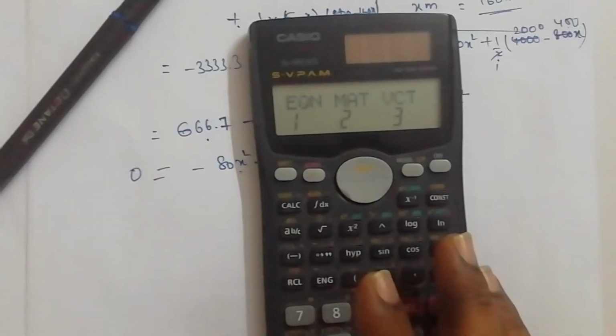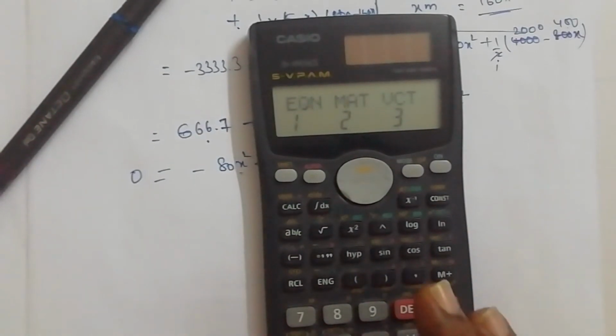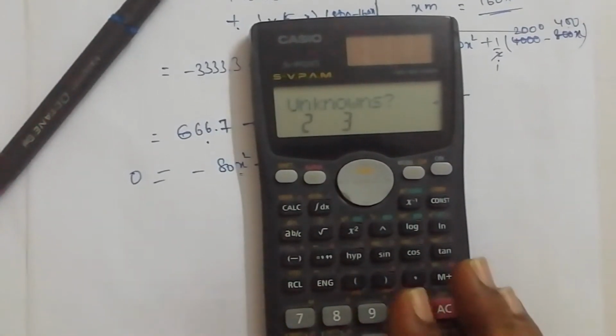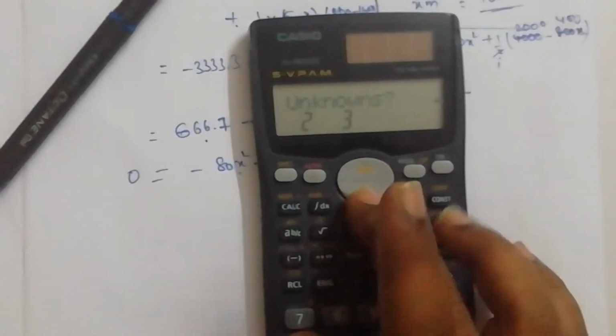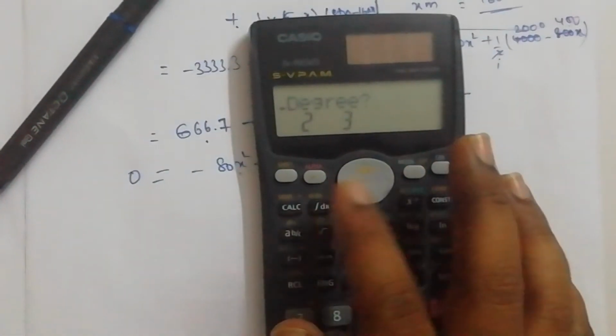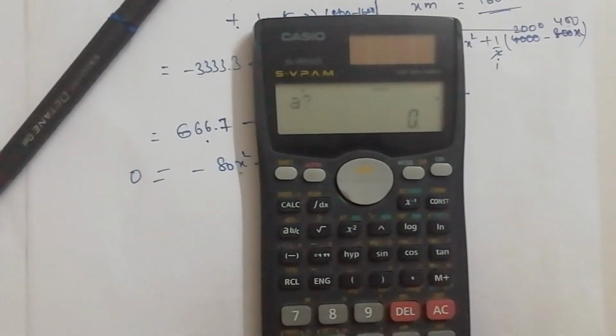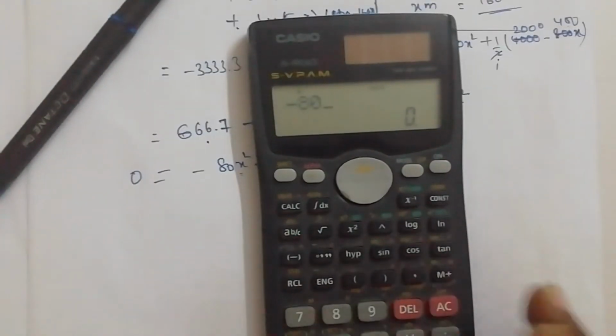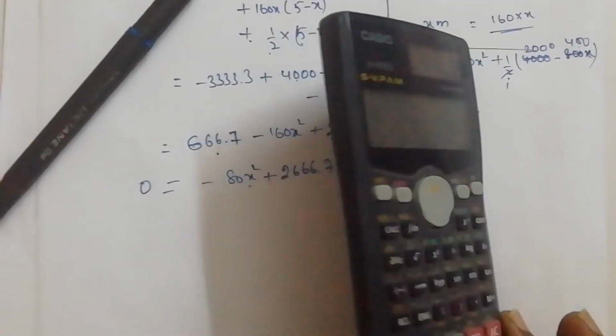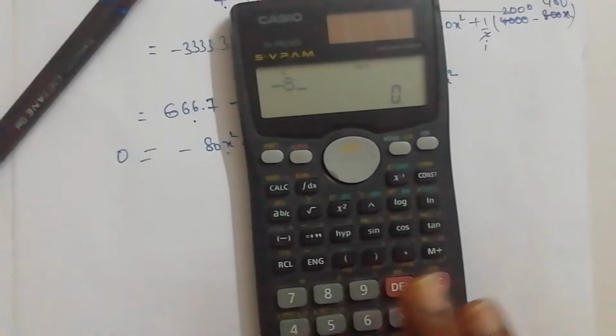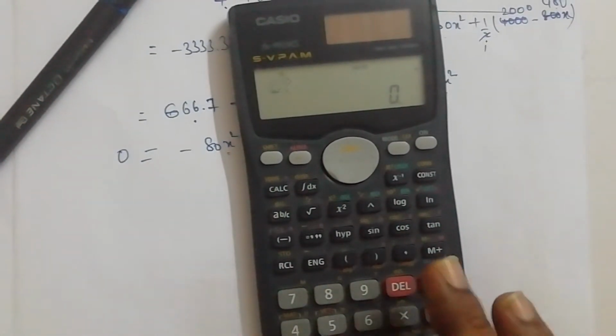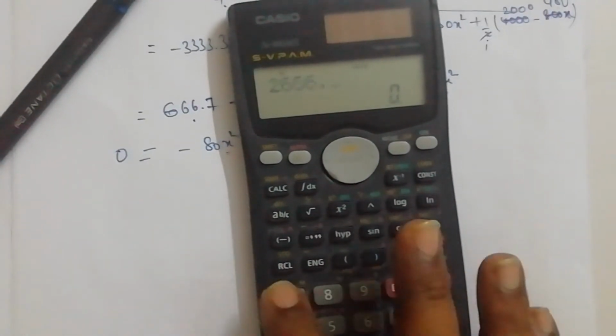So this is the old calculator, so in the latest calculator you can directly get it. So this is 2 unknown or 3 unknown, so I am writing this in 2 degree form, so minus 80, next is b value is minus 800 plus 266.7.